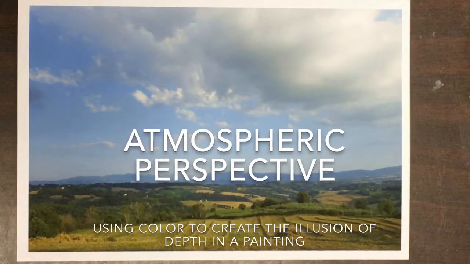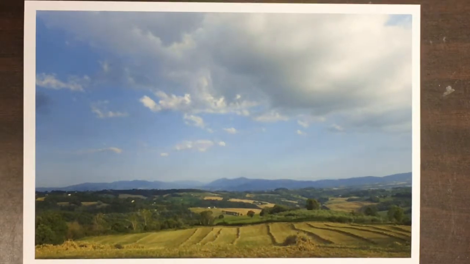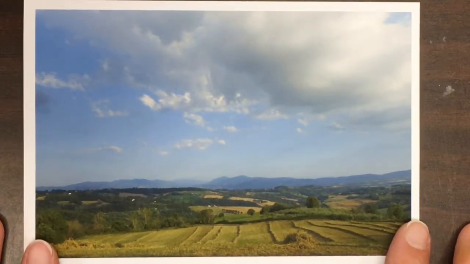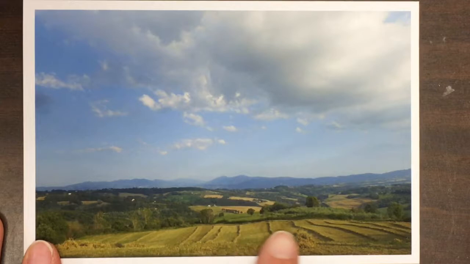Hello art students. Today we're going to learn how to use color to create the illusion of depth in a painting. This is also called atmospheric perspective. Atmospheric perspective refers to the effect the atmosphere has on the appearance of objects as they are viewed from a distance. As the distance increases, the contrast decreases and colors are less intense or saturated.